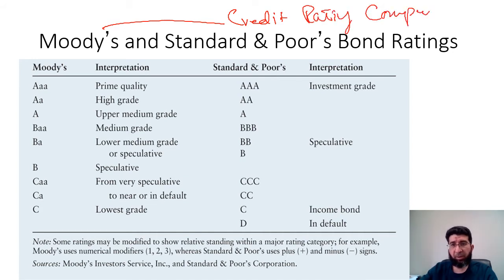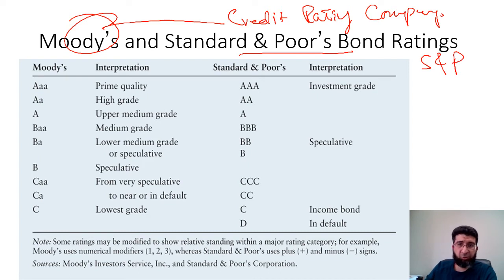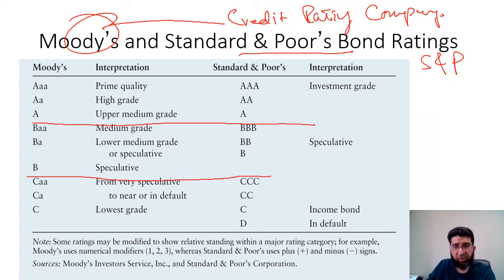In US, Moody's and Standard and Poor's, which is S&P, issue the ratings. However, they differ in certain ways, although broadly they are the same. So you can see I can draw this line for the premium grade, and I can draw this line for the speculative.